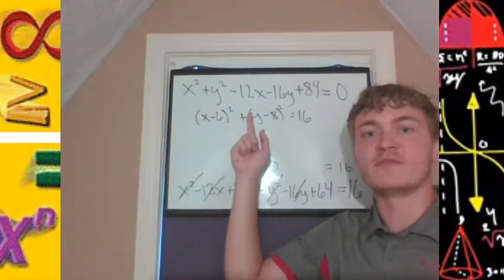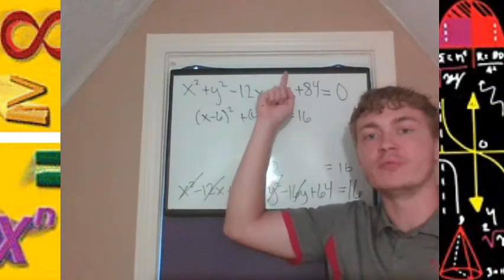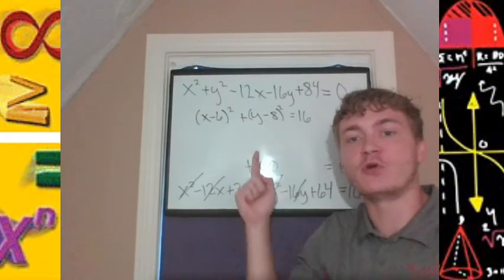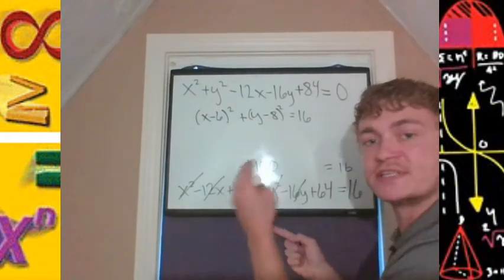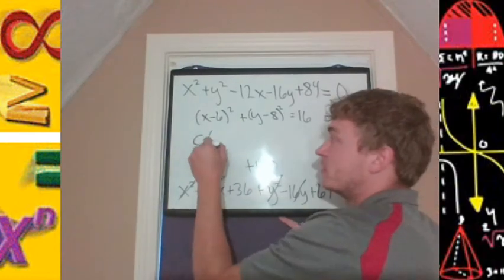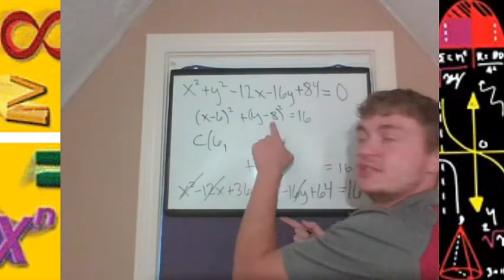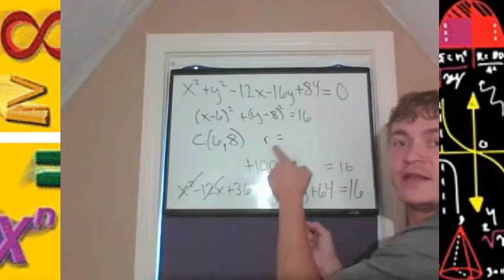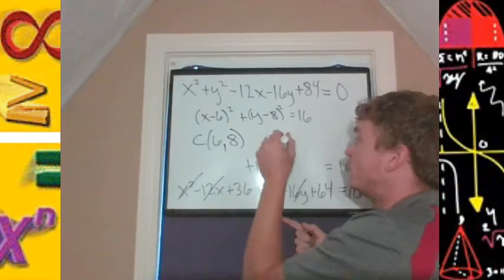And from this bit of information here, taking the general form and being able to view it in the standard form, we now get the visual of our center. Subtracting 6, therefore positive 6. Subtracting 8, therefore positive 8. And for the radius, the square root of 16, which is 4.